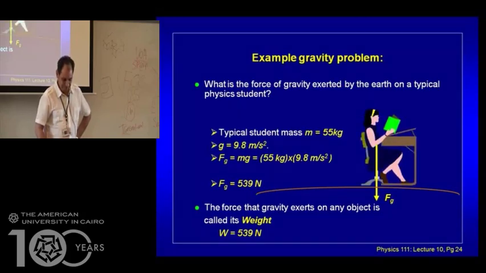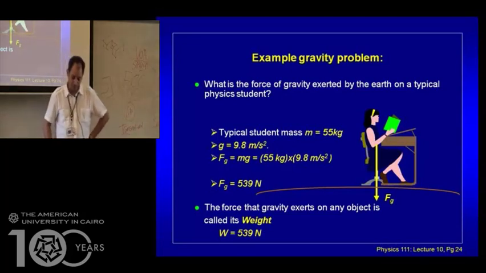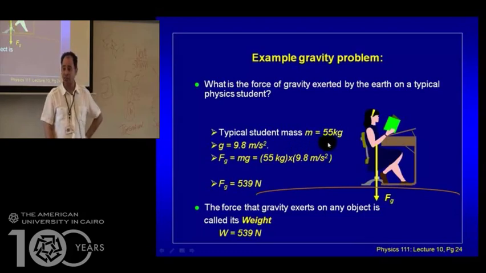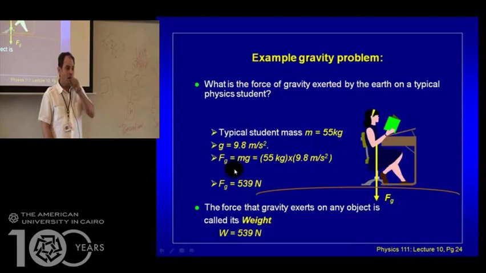So this is a good example for a gravity problem. You have a student who has a mass of 55 kilograms. What is the gravitational force on that student? That's easy. That's mass times g. So it's 55 kilograms, the mass of the student, times 9.8, and we get 539 newtons.